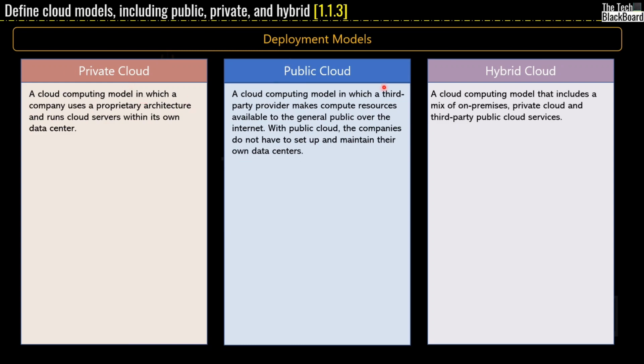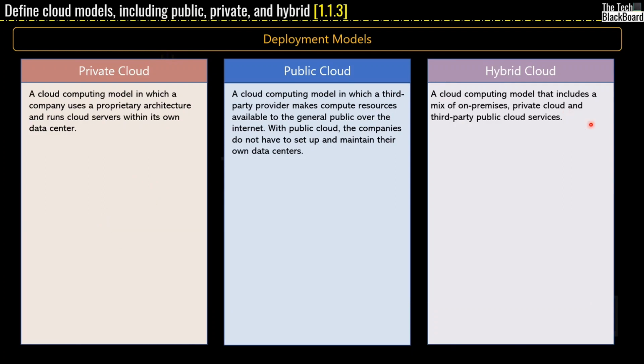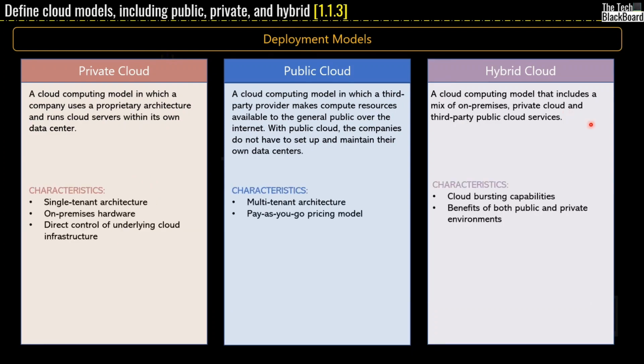As compared to this, in the public cloud, all the computing resources are held by a cloud service provider like Microsoft Azure in their data center, and the companies or enterprises consume all these resources over the internet. Coming to the hybrid cloud, which is like the best of both worlds, it is a combination of capabilities from both private cloud and public cloud. So basically, enterprises can still be using their on-premises data center, but in parallel, they can extend their capabilities using public cloud.